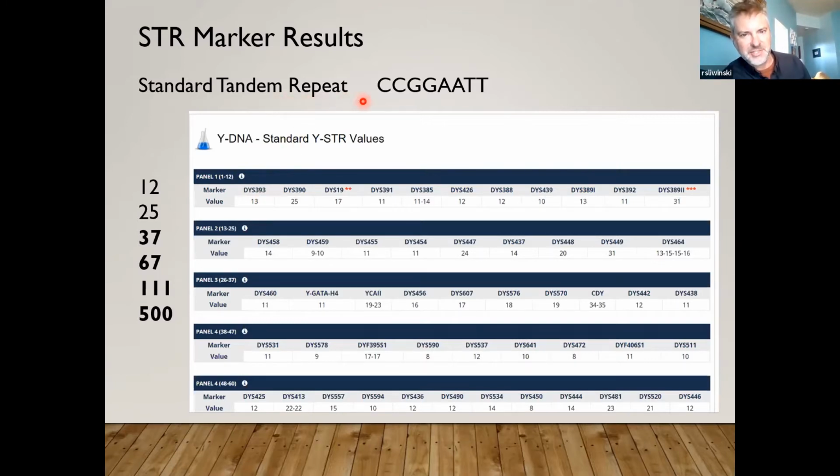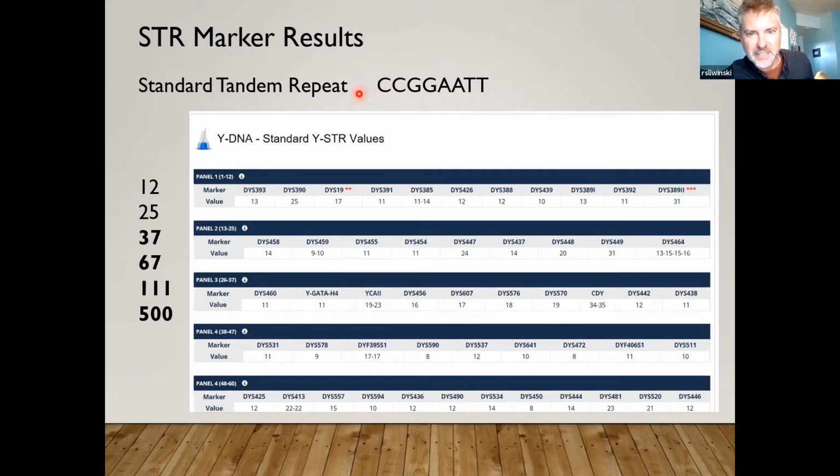How many repetitions of, let's say, an example, these are bases, C, C, G, G, A, A, T, T: cytosine, guanine, adenine, thymine. These are the base pairs, the 4 bases that make up your DNA. DNA is only made up of 4 base pairs, and the way they're connected together and what arrangements they are in make who you are. CCGGAATT.